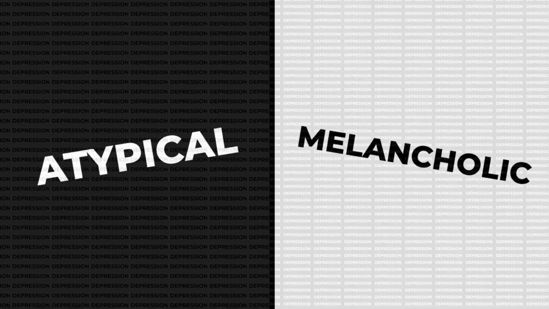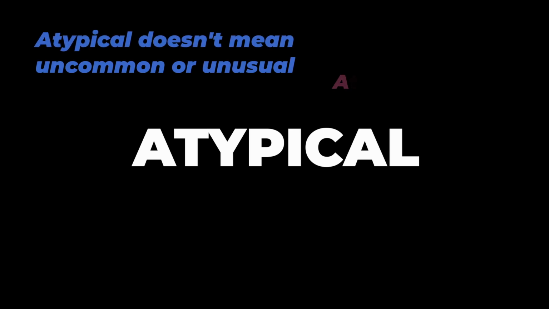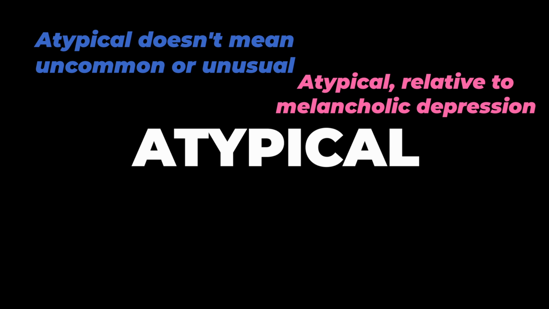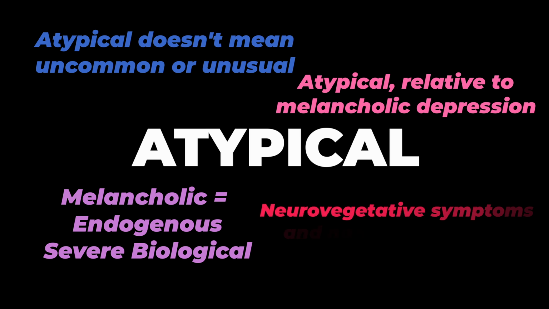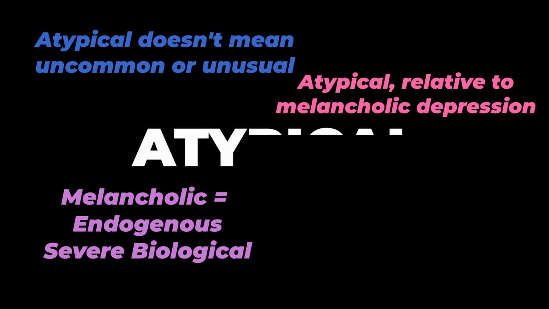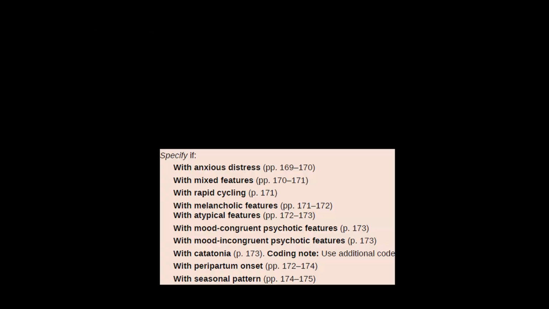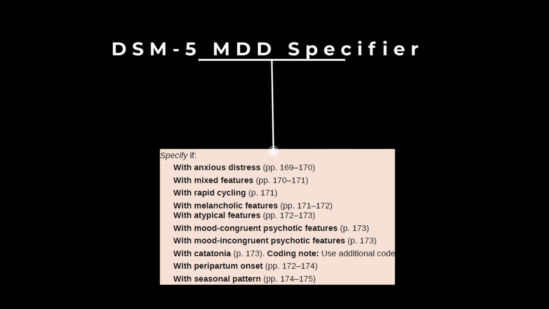Alright, in this video I want to talk about what atypical depression is and what melancholic depression is. It's called atypical depression more because of historical reasons. Atypical doesn't mean uncommon or unusual, it's more to distinguish it from melancholic depression. Melancholic depression is also called endogenous depression, and it refers to severe biologically mediated illness. It was thought to be the prototypical form of depression, and it manifested with neurovegetative symptoms and a non-reactive mood. In the DSM-5, the atypical versus melancholic, they're not their own diagnoses, but specifiers of the MDD diagnosis.